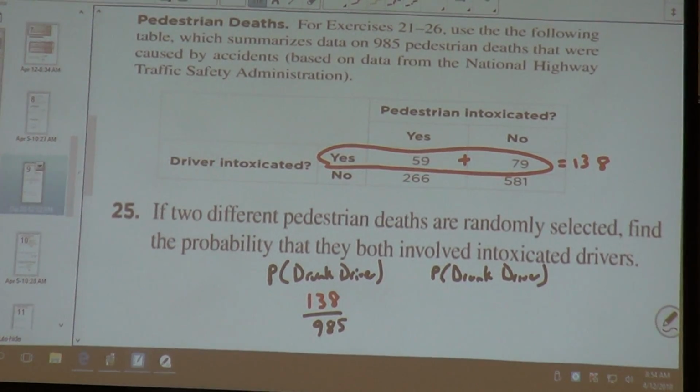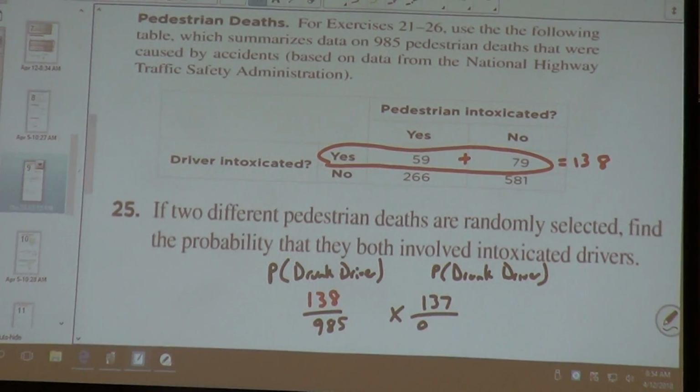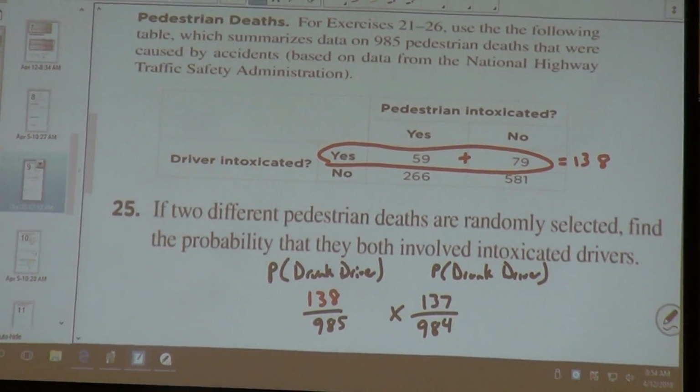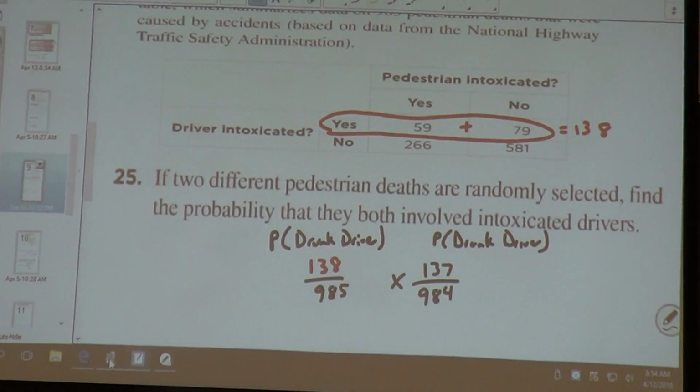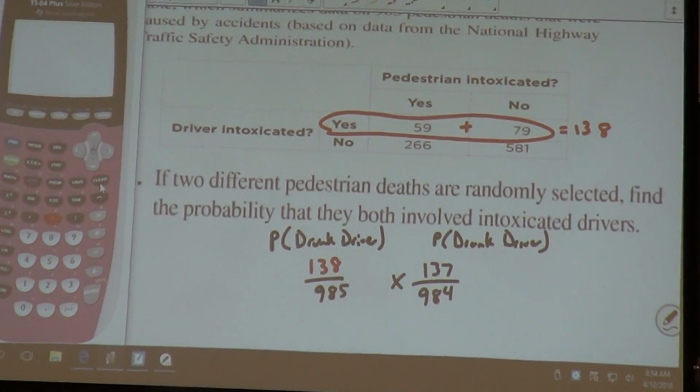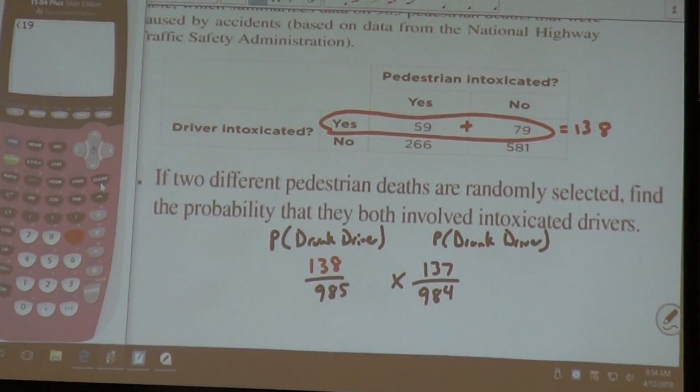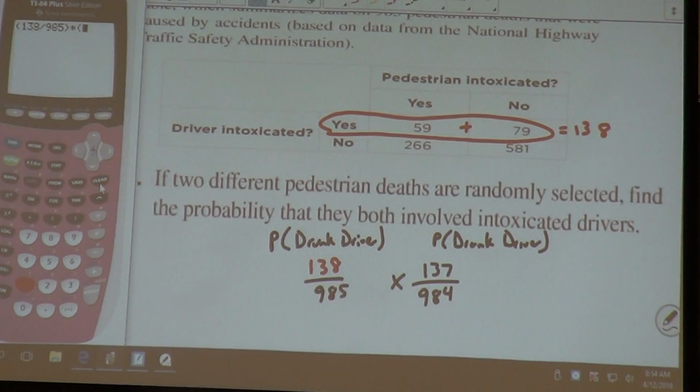So that first person got killed by a drunk driver. Now, what's the probability that the next person did? 137 over 984, because this one did not have the word and or. So 138 over 985 times 137 over 984.